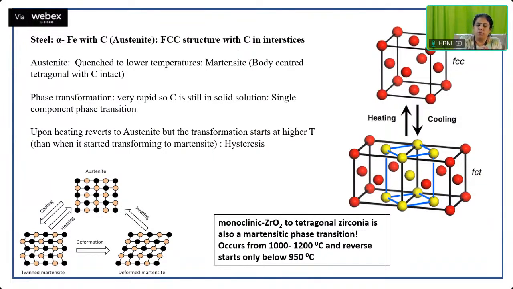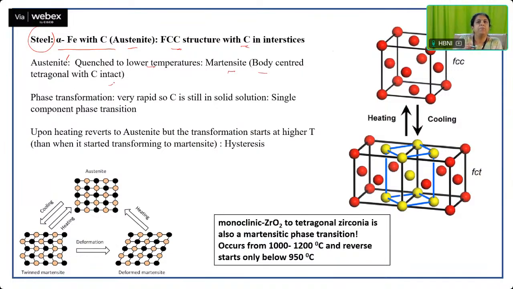Now these phase transitions have actually been named after the phase transition that happens in steel. Steel is alpha iron with carbon in the interstices. It occurs in the phase that we call austenite. Austenite is an FCC structure where iron has carbon in the interstices. If you take austenite and quench it to lower temperature, it will form martensite. So this particular phase transition, martensitic, has got its name from the austenite to martensite phase transition.